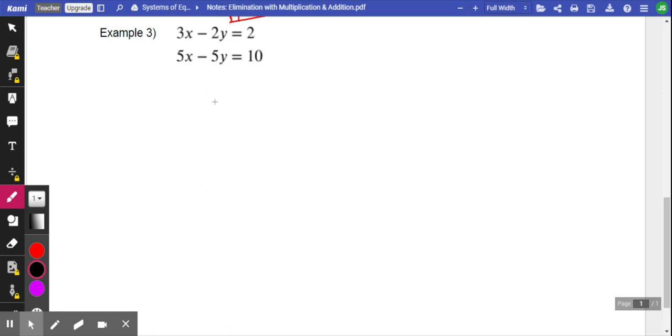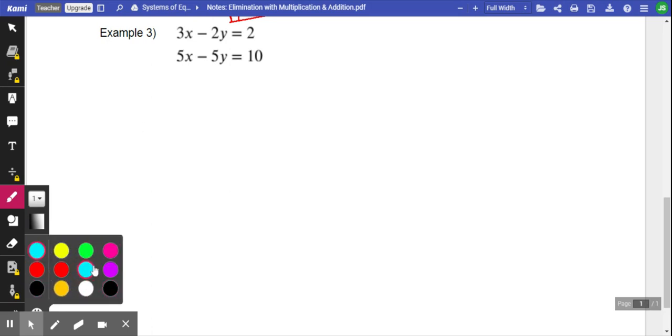Okay, so with this one, nothing's opposites here. I've got a positive 3x, positive 5x. If I add those, that's going to give me an 8x, so that's not equal to 0. Negative 2 plus negative 5 gives me negative 7, so that's not equal to 0. So I've got to change something again. I have to manipulate it. The only way that I can change these equations is if I multiply.